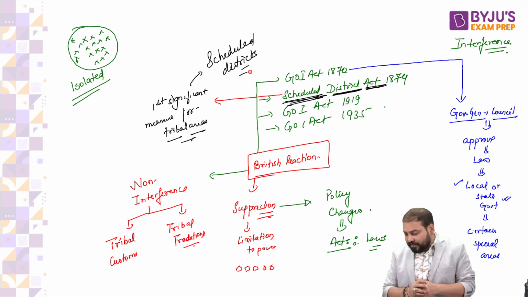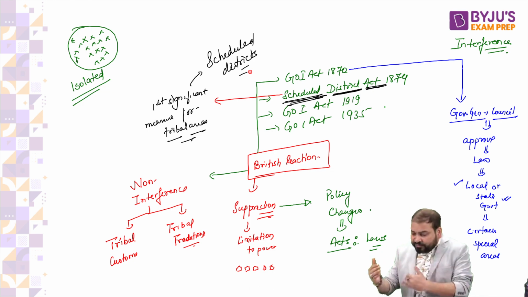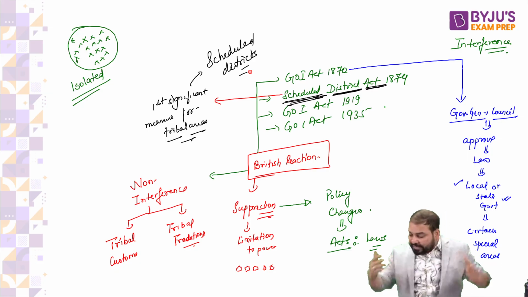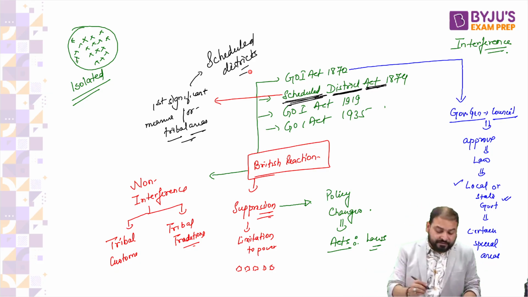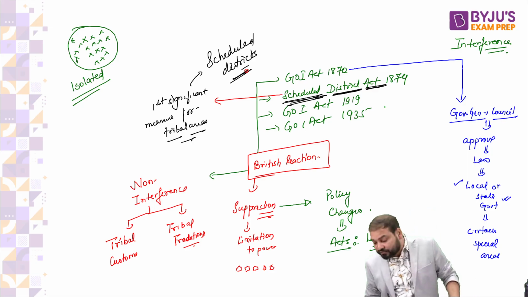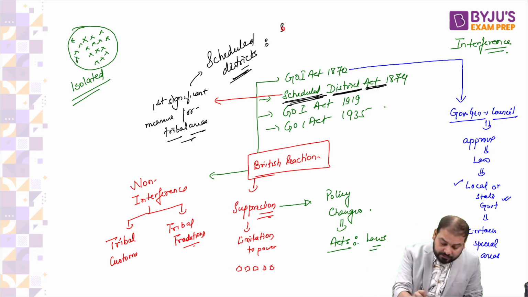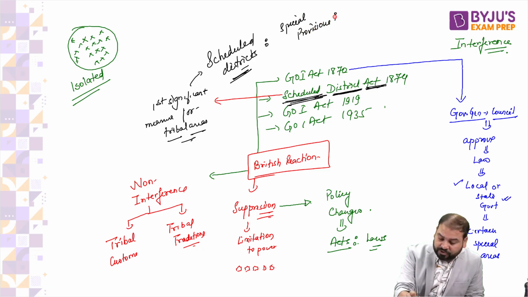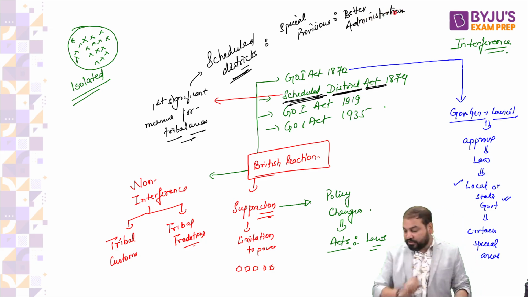Have you studied Schedule 5, Schedule 6? For tribal areas, there are something called district councils. Everyone, can you see? There are precursors. So the idea is that certain areas were scheduled as scheduled districts. Why? There will be special provisions in this area. And through these special provisions, the expectation is there will be better administration in these areas.